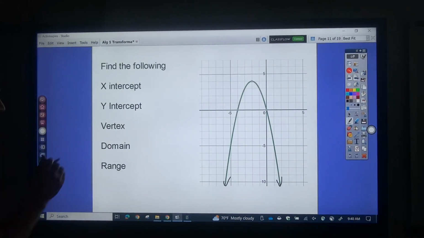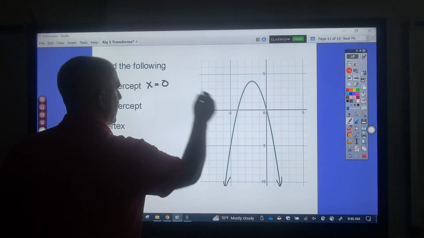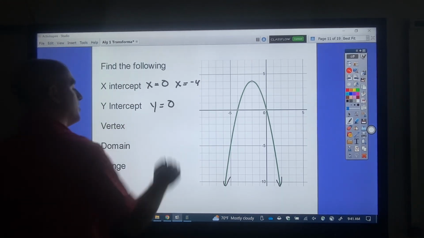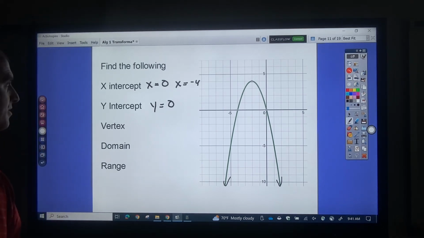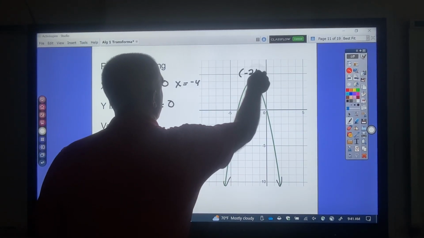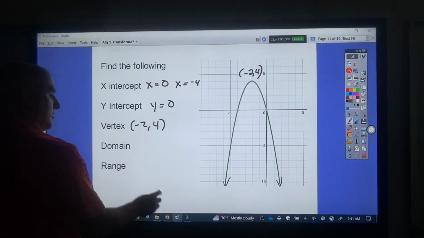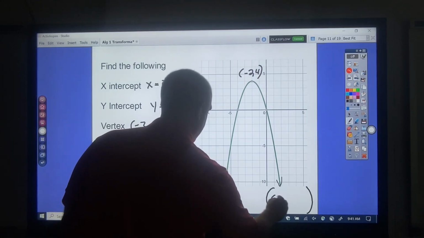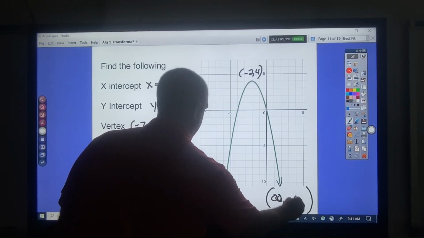Now, in this case, my x-intercept is 0, my x-intercept is negative 4. My y-intercept is also 0, so when it crosses at the origin, you have both. I've got negative 2 over, 4 up for my vertex. Label your arrows. Left arrow, right arrow. Going down, also going down.